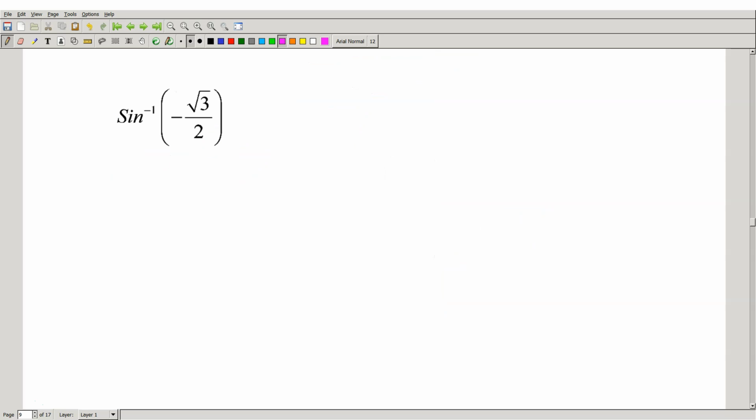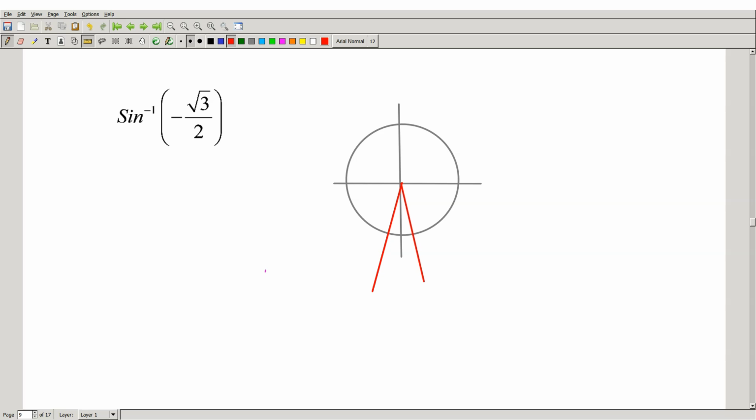Try one more. So let's say we have sine inverse of -√3/2. I take my unit circle out, and I think about where the sine is -√3/2. Well, that's going to be down in quadrant 3 and 4. So here or here. Let's do radians this time. This angle would be like 4π/3. This would be like 5π/3. Those two places would have a sine value of -√3/2.